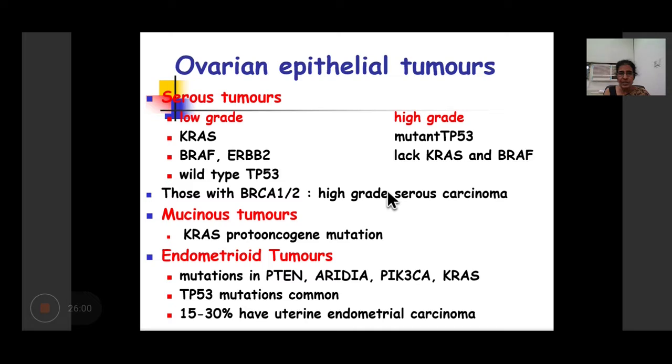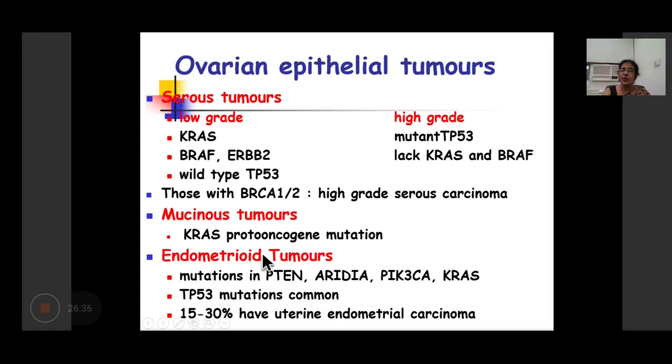Now, what about the other tumors? Low grade serous tumors are associated with KRAS proto-oncogenes, and the endometrioid tumors, similar to the endometrial carcinomas of type 1, are associated with similar mutations in PTEN oncogenes and in the PIK3CA oncogenes. So these are the two important ones which can be seen. Uncommonly, another common mutation which can occur is the TP53 mutation. So this is common between the endometrioid tumors and high-grade serous tumors.